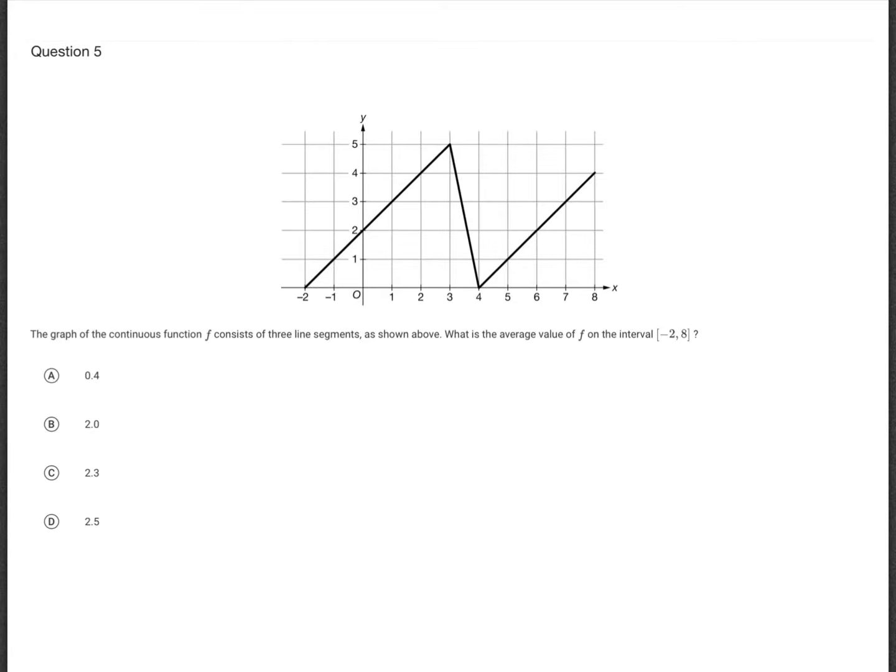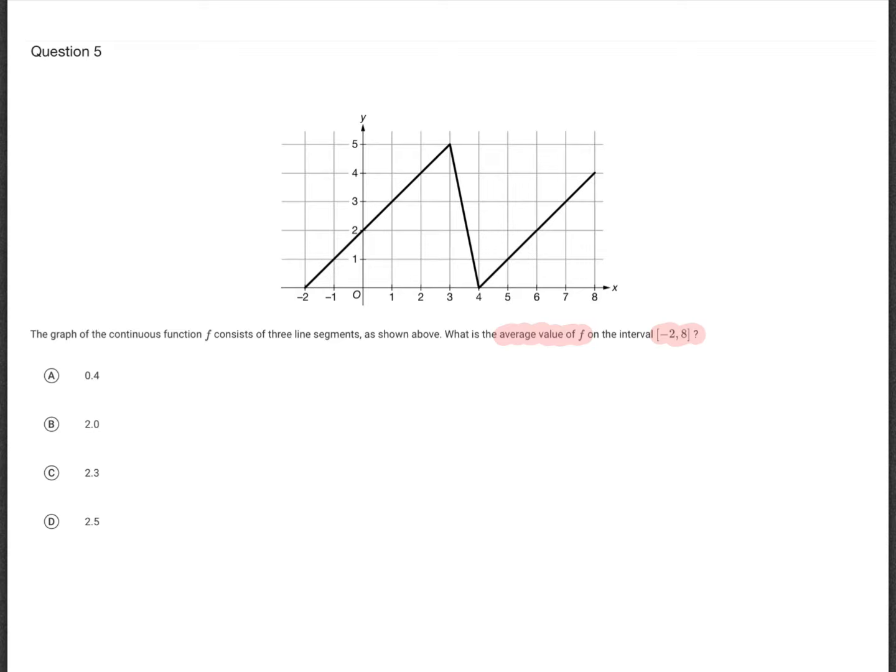Okay, this next one, they give us some graph. The graph of the continuous function f consists of 3 line segments as shown above. What's the average value of f over the interval from -2 to 8? Alright, right when you see average value of f on some interval, there's really 2 ways to do it. There's average value and there's average rate of change, and sometimes those can be the same thing if your function is a rate of change function.